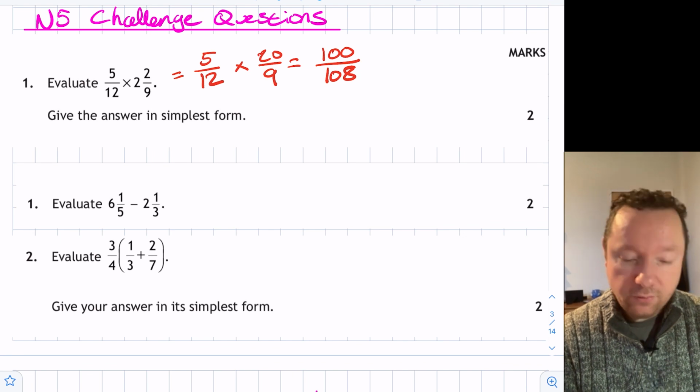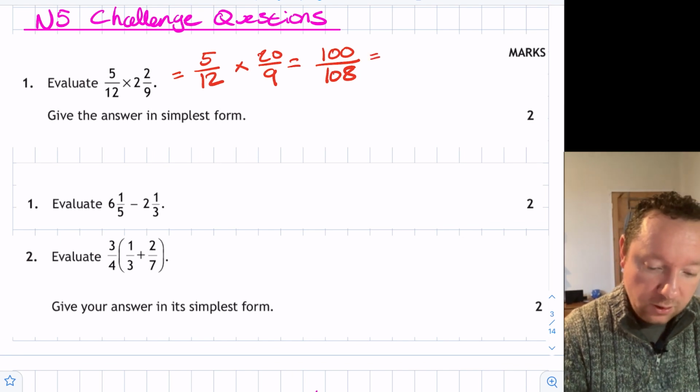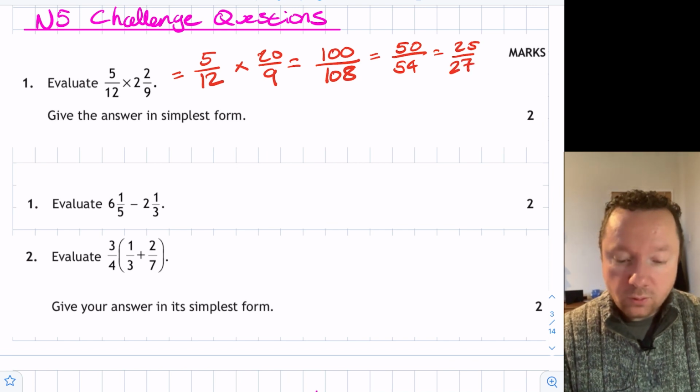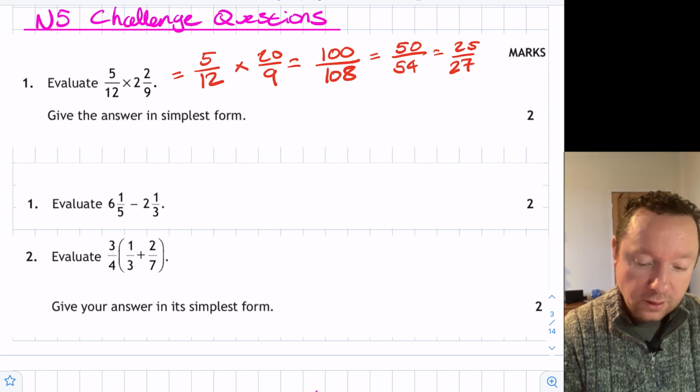Okay, now simplify your fraction. So I'm just going to halve each number to get 50 on the top and 54, and then halve again to get 25 and 27. And then just a quick check, are there any numbers that go into 25 and 27? I don't think there is, so we'll be done there.